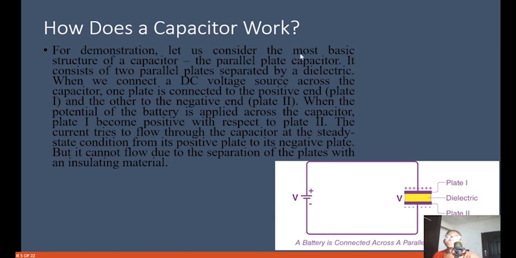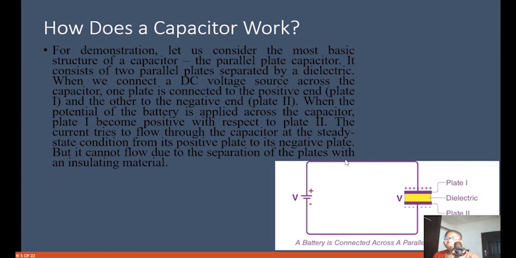How does a capacitor work? So look at it now. For demonstration, let's consider the most basic structure of a capacitor, the parallel plates. These are the two parallel plates we have. You can see from here, plate 1 and plate 2, and there is a dielectric between them, separating the two plates. It consists of two parallel plates. Yes, this is the positive part and this is the negative part. So you can notice that a cell, a battery, is connected to it. The positive side of the cell is connected to plate 1, and the negative side is connected to plate 2.